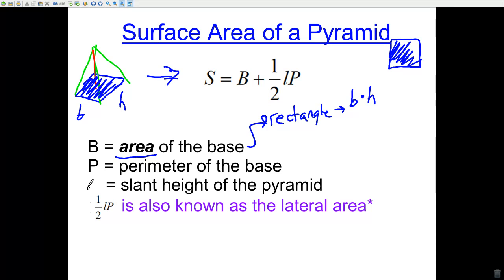So just want to be clear on that. And two, we've also said that the area of the base could also be not just a rectangle, but a triangle. These are the main two we'll be using for these pyramids and cones here. Or, well, pyramids, really. Right?